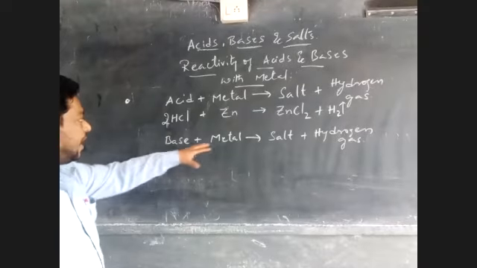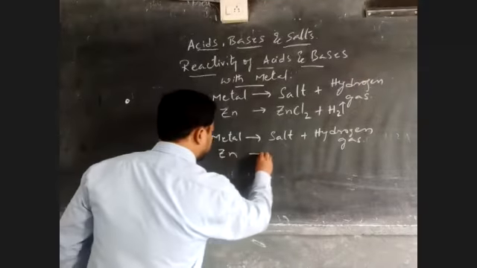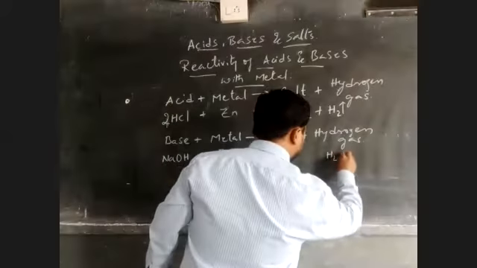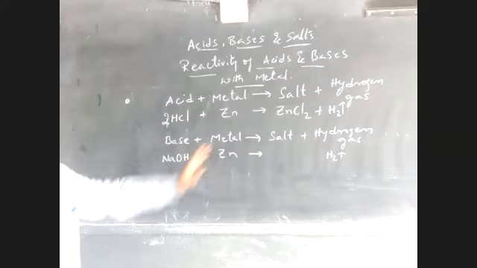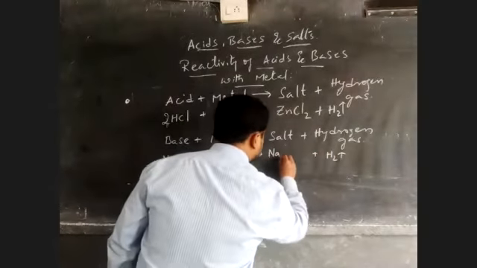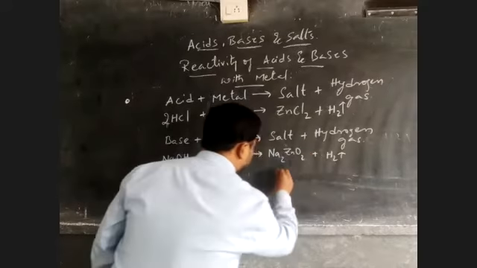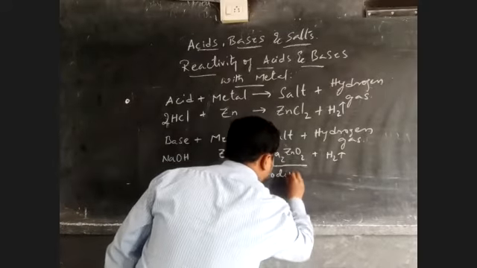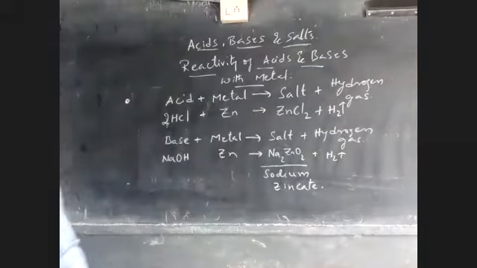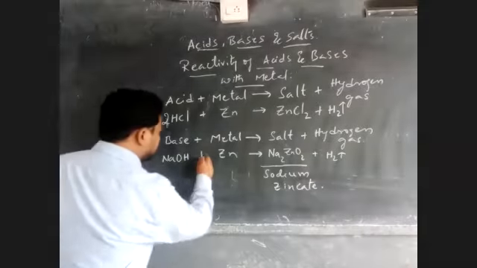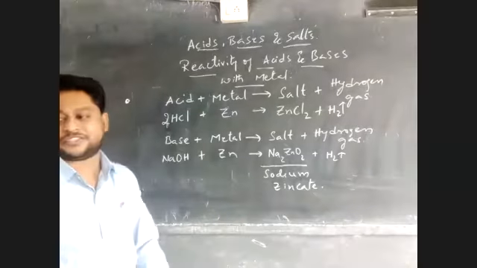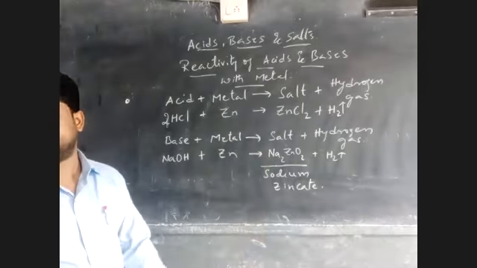Here you have the base and a metal. It is going to form hydrogen gas, that is H2 with an upward arrow. Now the salt, that is Na2ZnO2. This is sodium zincate. Now is the reaction balanced?